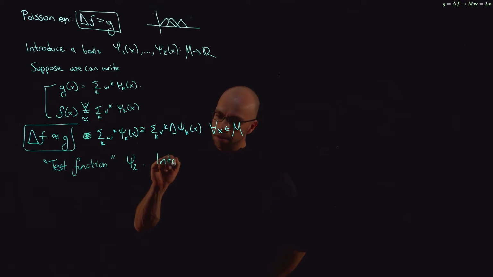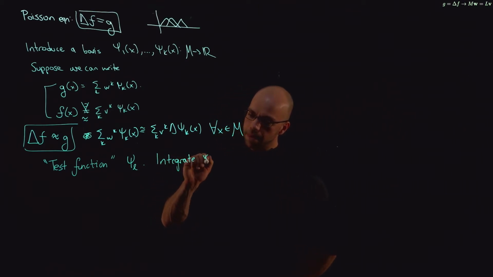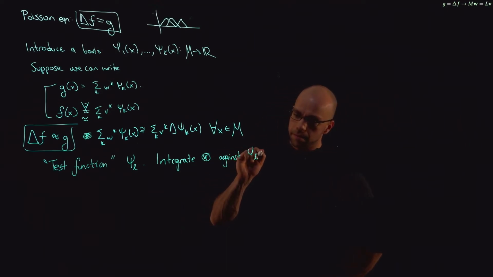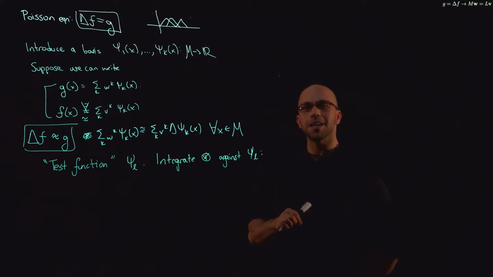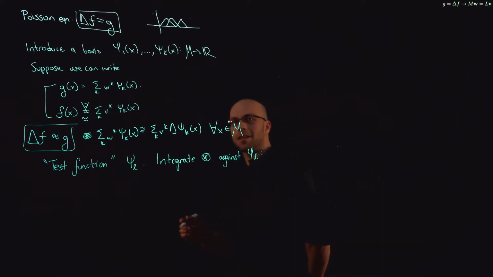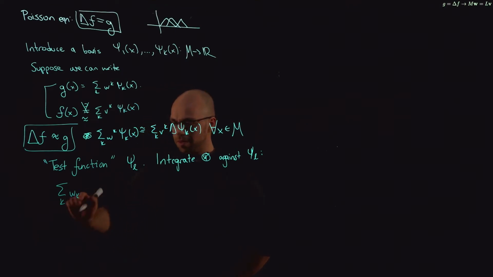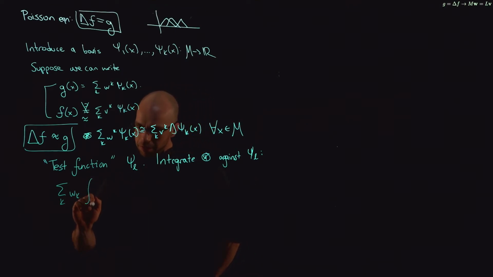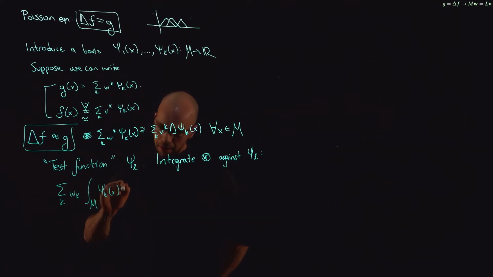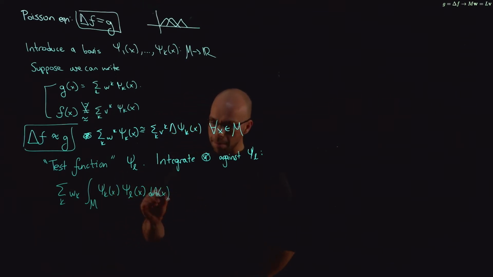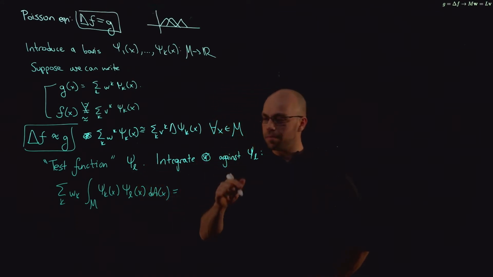So we want to integrate the star expression here against the test function. So what am I going to get? Well, it's actually pretty straightforward. I'll get the sum over k of w_k times the integral over my domain of psi_k(x) psi_L(x) d area of x, equals the same kind of thing on the right-hand side.